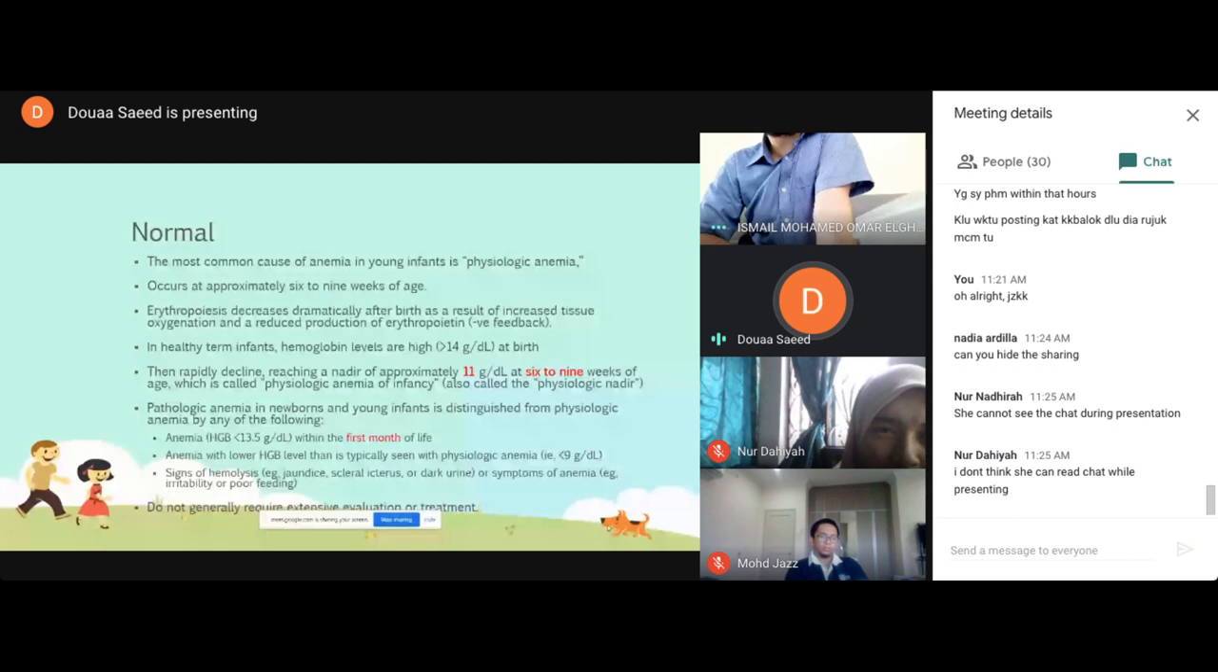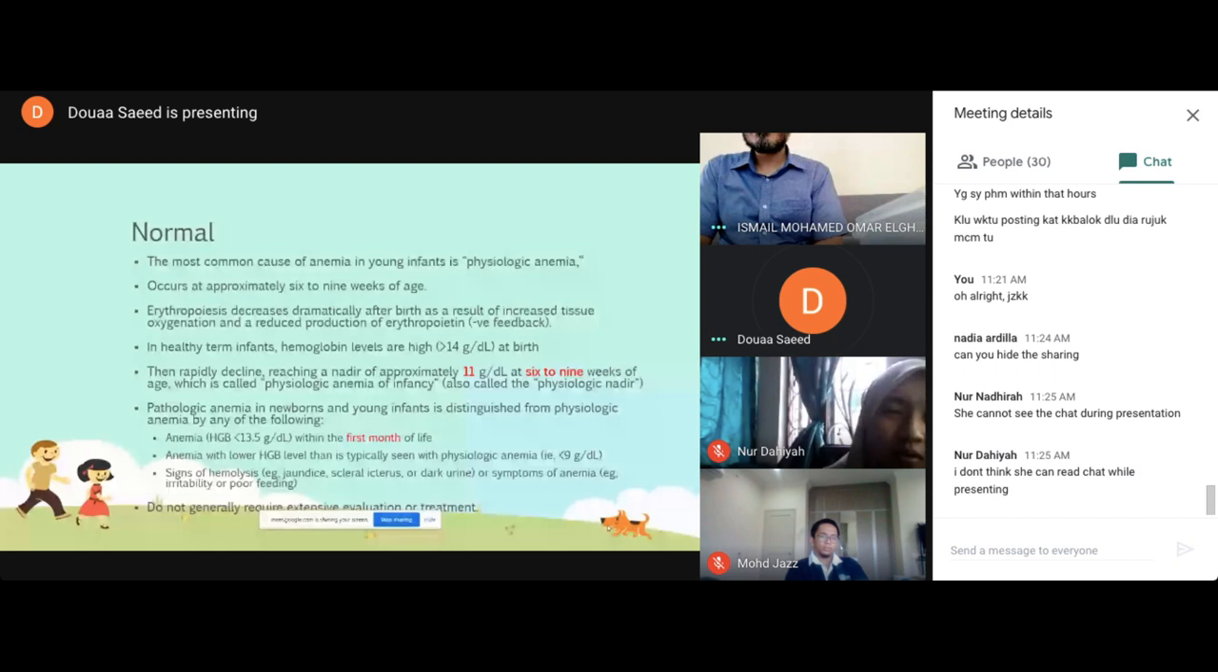Is everybody clear on this before we move on? Okay, I'm going to take that. It's a physiological decrease in hemoglobin. You can call it physiological anemia or nadir. Oh, physiological anemia or nadir. Oh, okay.